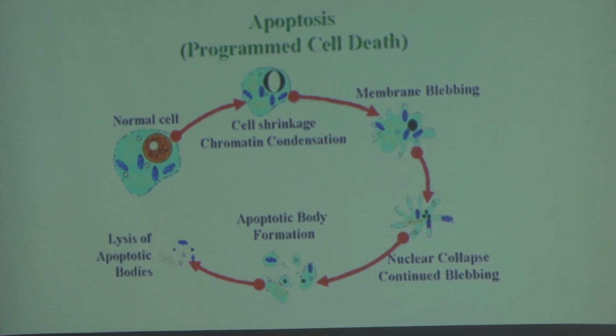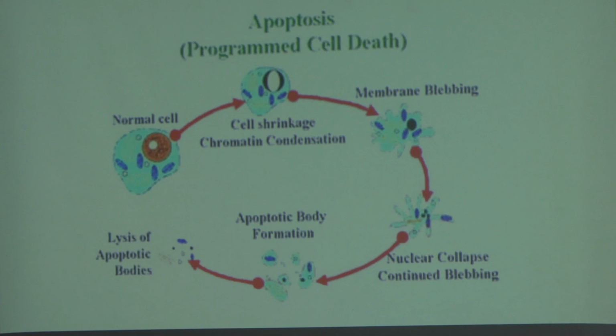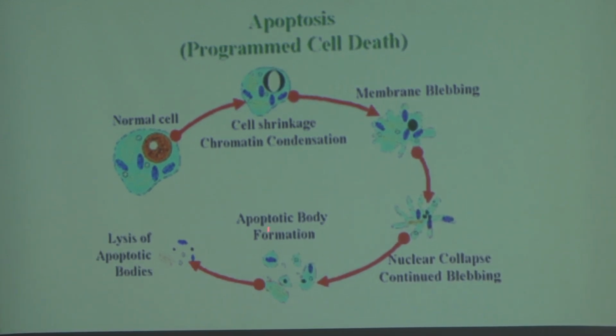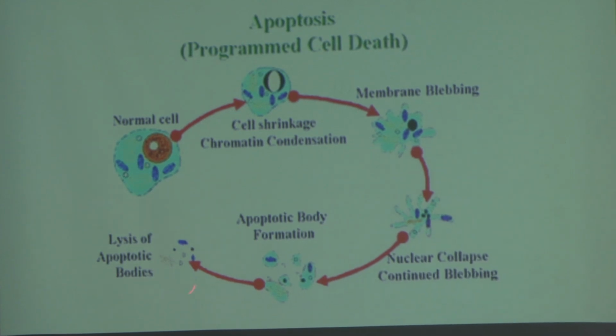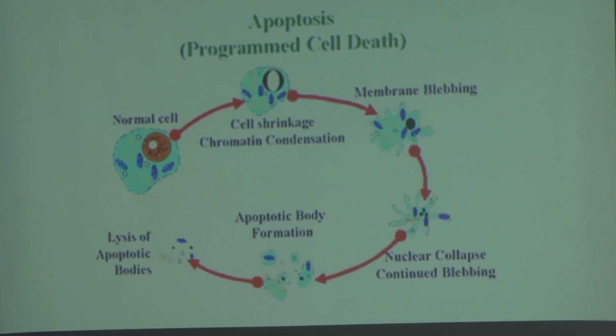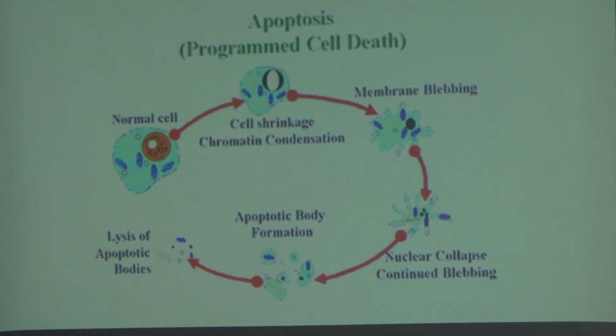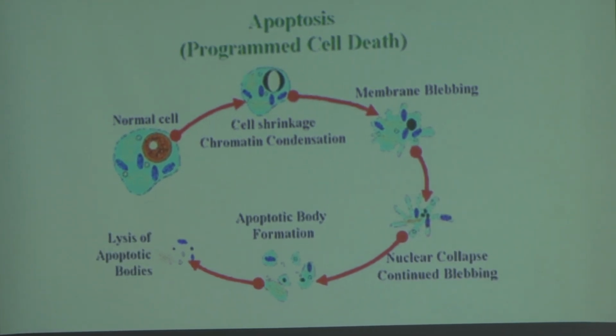into the cytoplasm. And by this time, what is happening? Here, everything will be separated, and fragments will be produced. These are called apoptotic bodies, and these apoptotic bodies will be lysed by whom? Phagocytes. They will engulf and phagocytize.